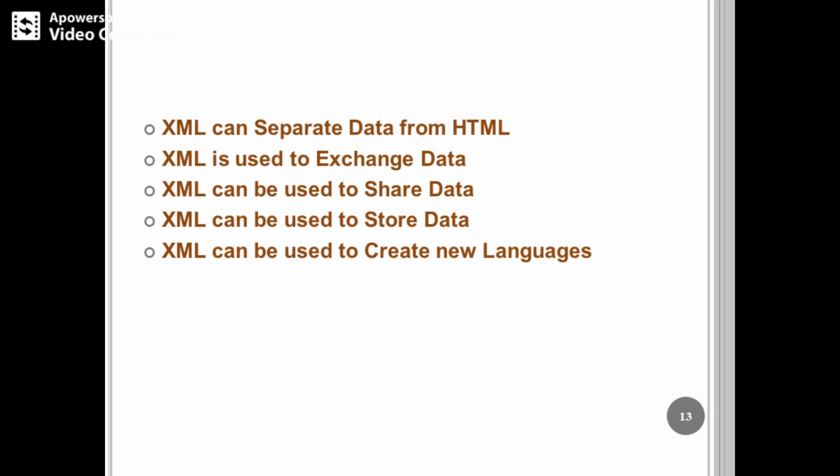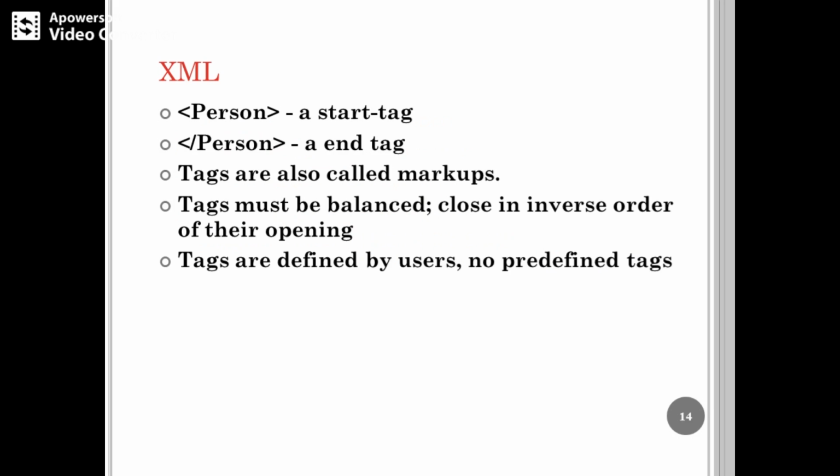And you should remember these points. XML can separate the data from HTML, and it is used to exchange data. It is used to share data. It is used to store data, and also it can be used to create new languages. In XML, we specify the start of the tag and be sure that you close the end tag. These tags are called markups. It can be used to mark a portion of the text as a particular tag.